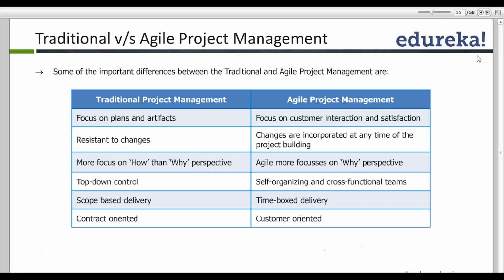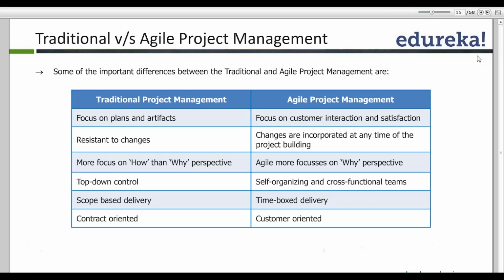Traditional project management focuses on scope-based delivery, whereas agile project management focuses on time box delivery. So in an agile project, your time is fixed. Within that time, we are supposed to do whatever we can deliver. So that is what agile project management is.